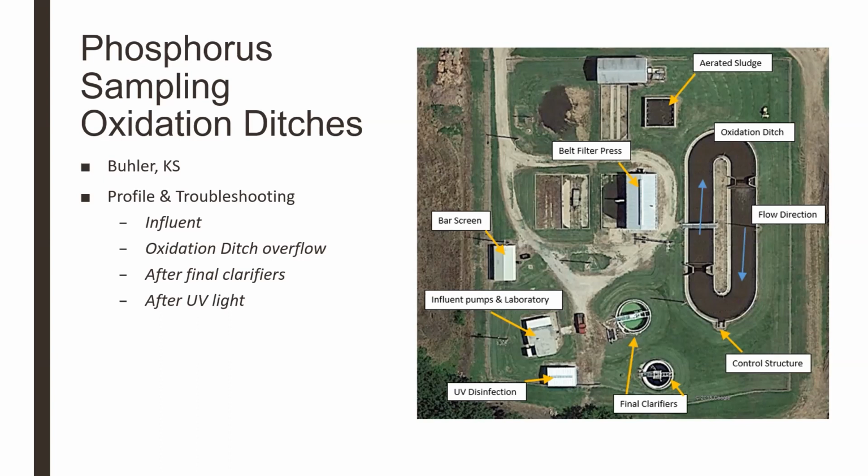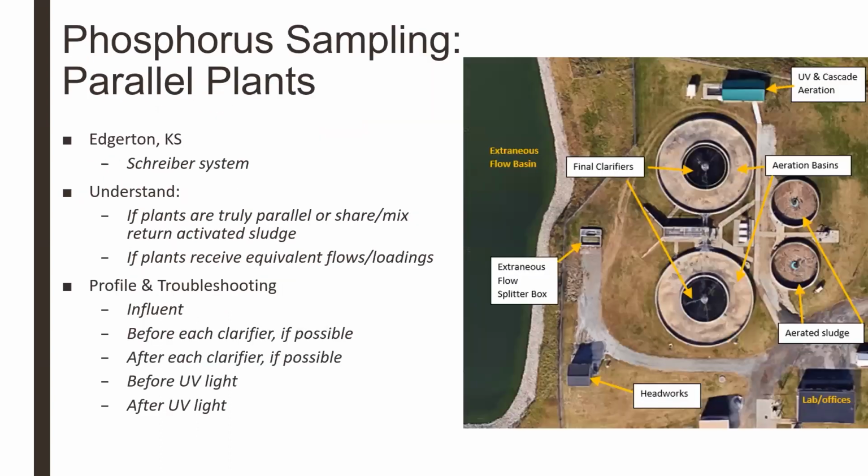Your plant may have other structures between, say, the oxidation ditch and the final clarifiers, or the final clarifiers and UV disinfection. Often there's flow control structures, and that is going to be something you want to look at. Is there a potential for solids to settle here? And if so, that is a reasonable location to be sampling for phosphorus at your plant for that phosphorus profile and for troubleshooting purposes in the future.